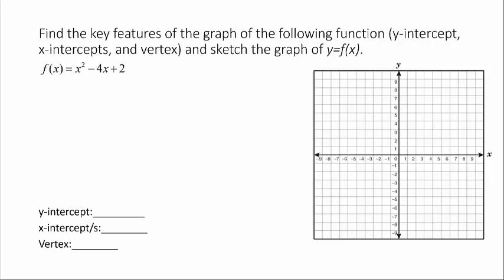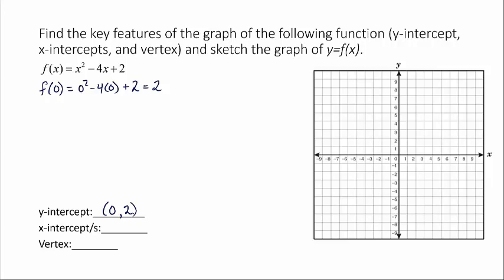That is always the easiest thing to find because it's when x is equal to 0, right? So we're going to find f of 0. And of course, once we fill in all the x values with 0, we're going to get an output of 2. So the y-intercept is (0, 2).